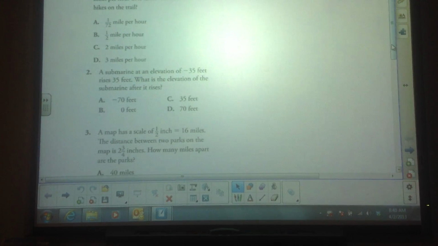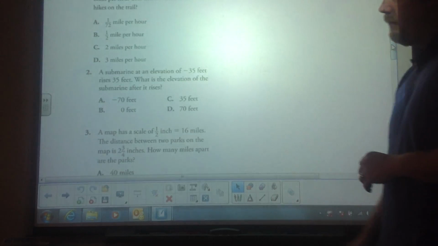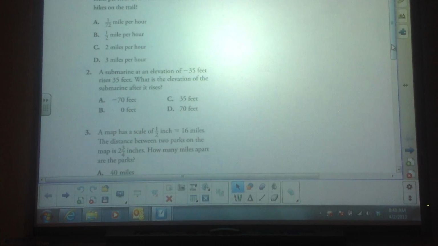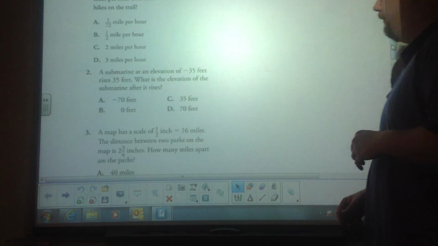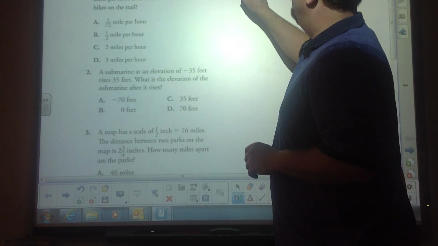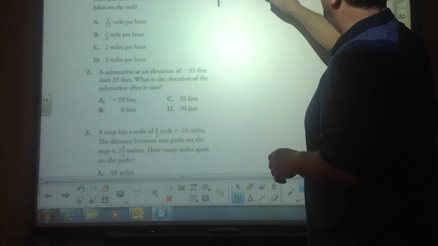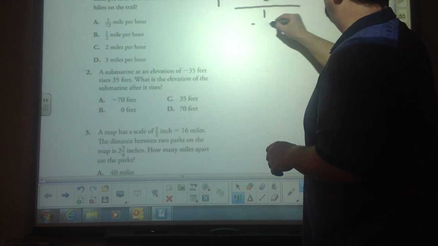Ernie walks 1/6 of a mile in 1/12 of an hour when he walks along the river trail. How many miles per hour does Ernie walk when he hikes on that trail? Miles per hour is what we would call a unit rate. And anytime we're dealing with unit rate, if we have time, we're going to put something over time. In this case, it's going to be distance over time. So always remember, if you're looking for the unit rate, you're going to put distance over time. And in this case, we're going to have 1/6 over 1/12.